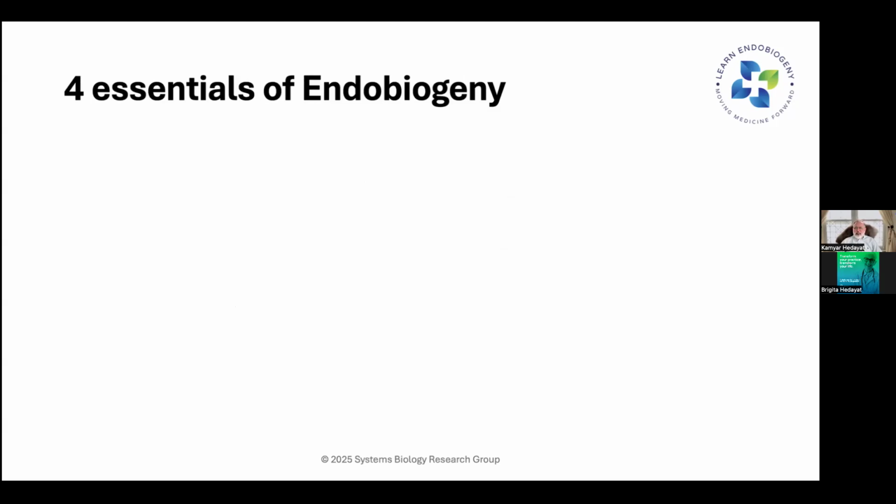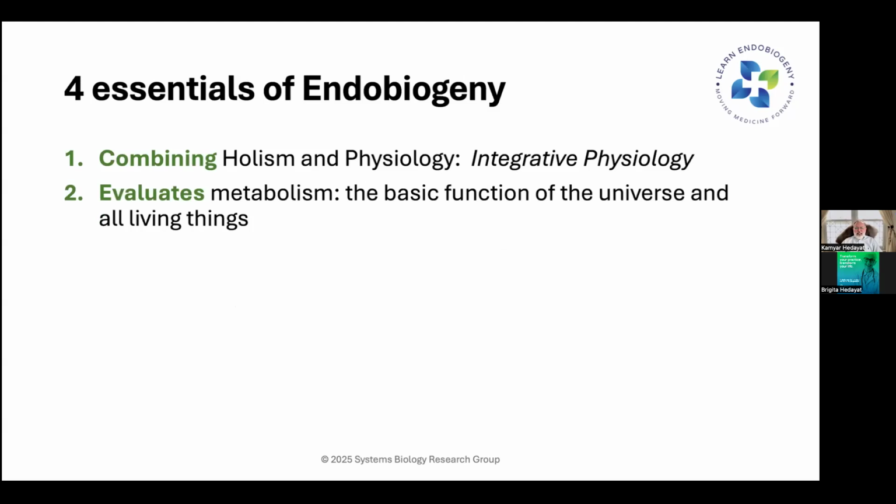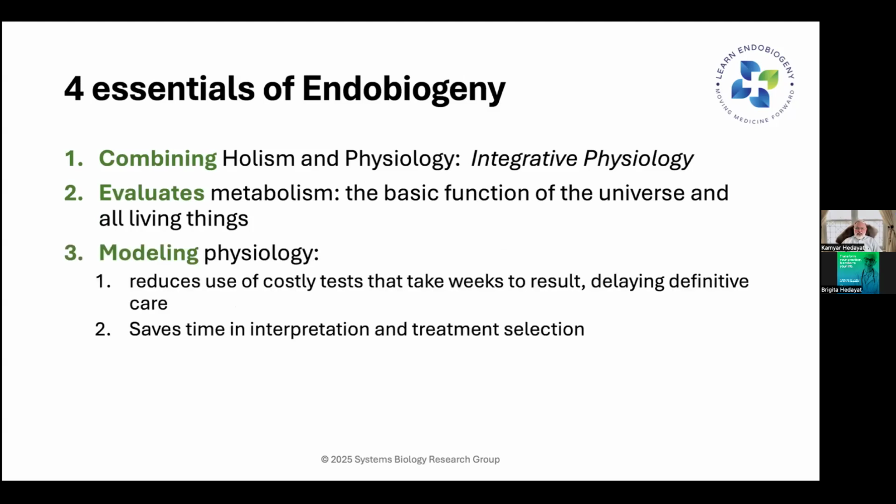So what are the four essential takeaways? Endobogeny is about combining holism and physiology. It's about evaluating metabolism, which is the basic function of the universe and all living things. It's about modeling physiology and reducing the use of costly tests that can take weeks to get results and can inadvertently delay definitive care. The JEMMA panels with their interpretation and treatment guides help save you time.